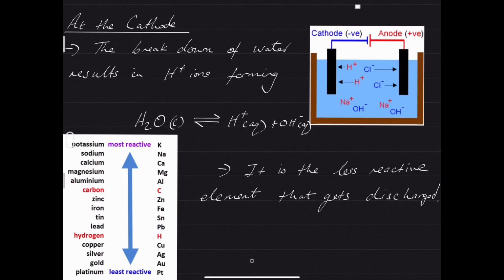Because this will help you predict the products of electrolysis for aqueous solutions. If you're given more than one type of ion in the solution and you have to decide which one is going to be discharged based on the two migrating towards the same electrode, you have to refer to the reactivity series.